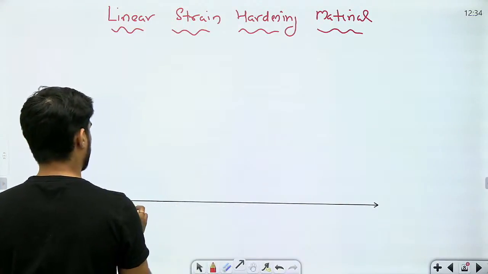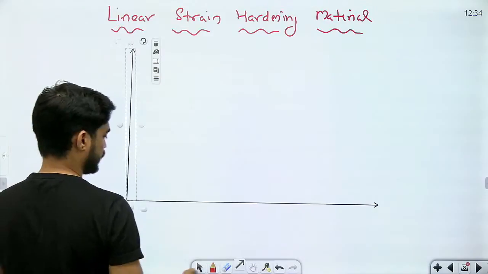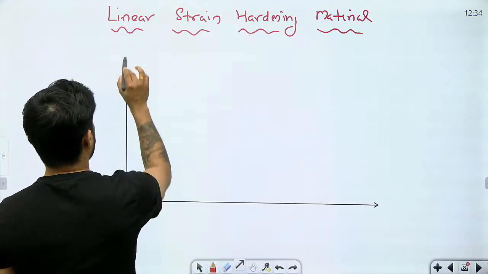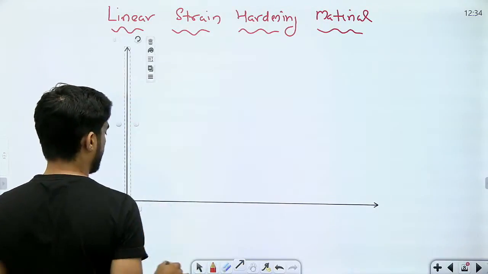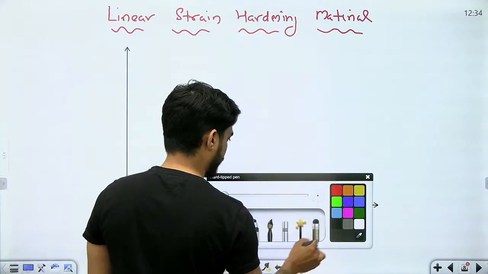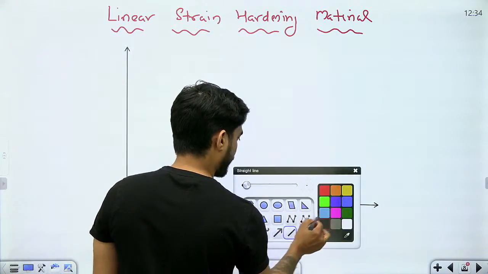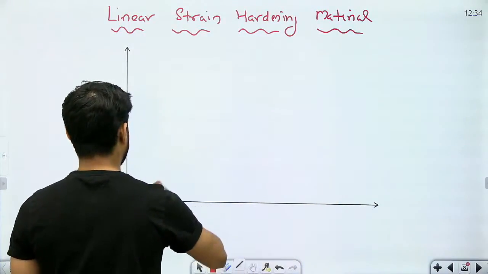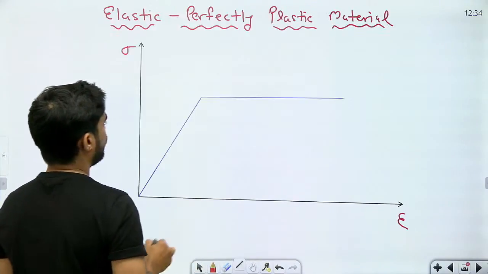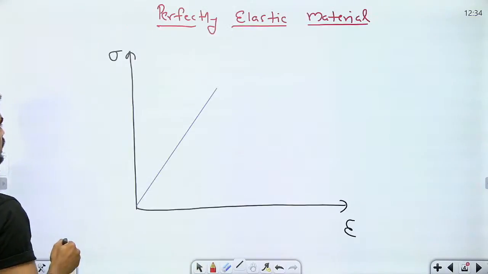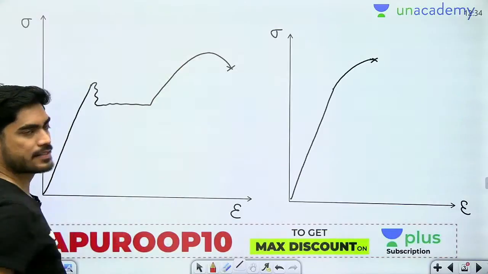In case of actual strain hardening, we get a curve after the perfectly plastic deformation. After the yielding starts, we get a curve like this, right? We get a curve like this.